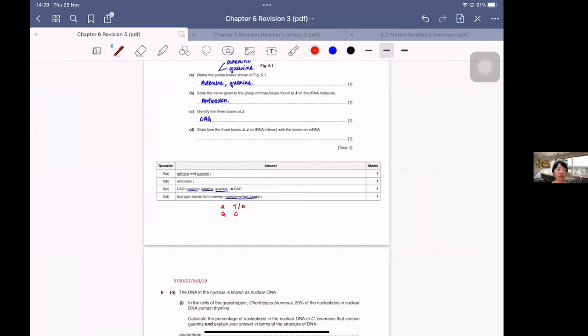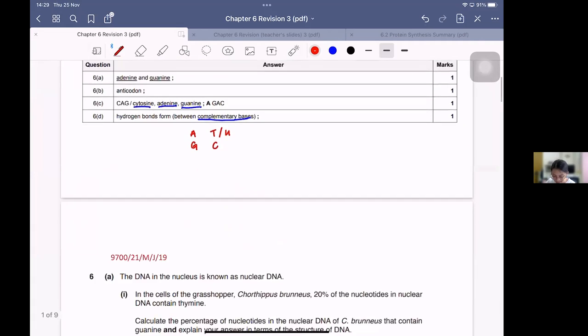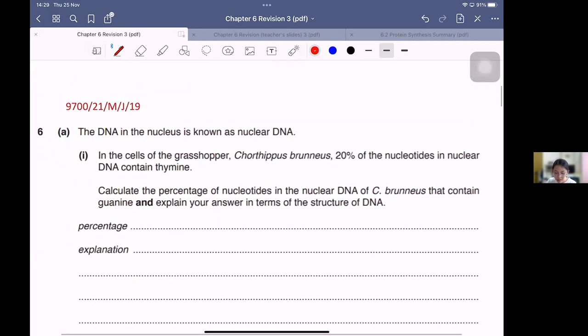I got a question. For hydrogen bond, can I write H bond or must I spell out hydrogen? You must spell out hydrogen bonds. Okay, thank you. So let's look at the next question.